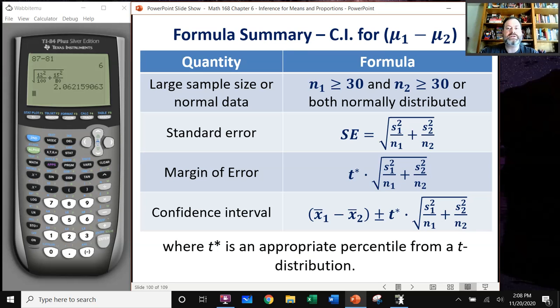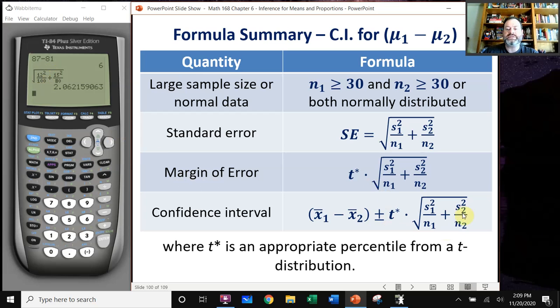So here's a confidence interval for mu1 minus mu2. Here's just a summary of everything. So we have to make sure the samples are large or normally distributed, or one of each. The standard error, you can see, uses a formula similar to the one we used in example 1, except these would be sample standard deviations instead of population standard deviations.